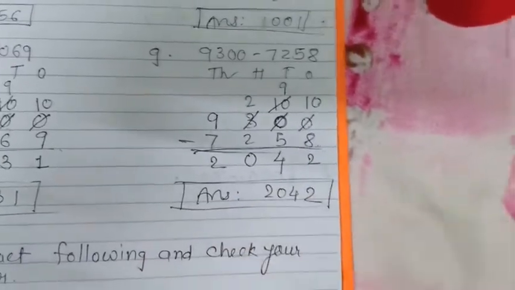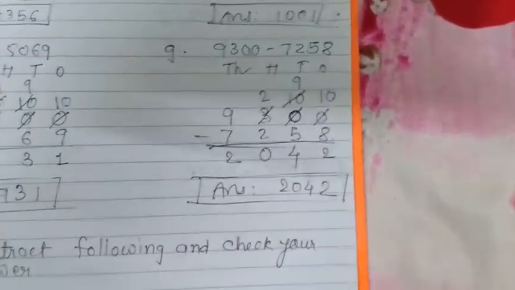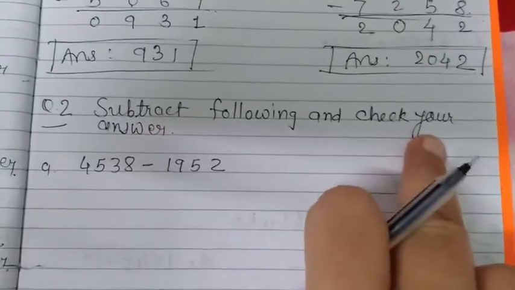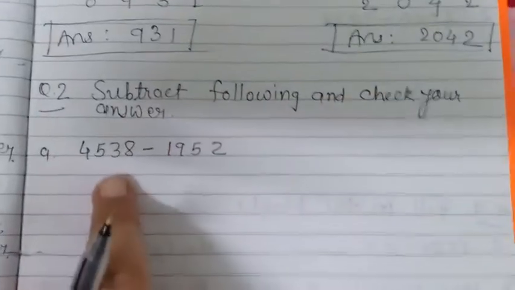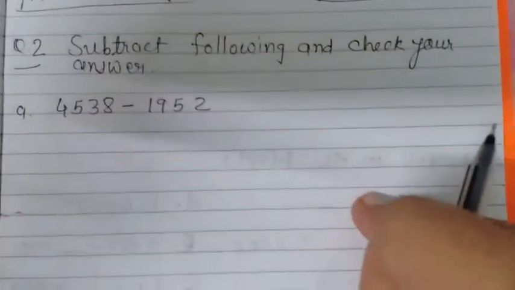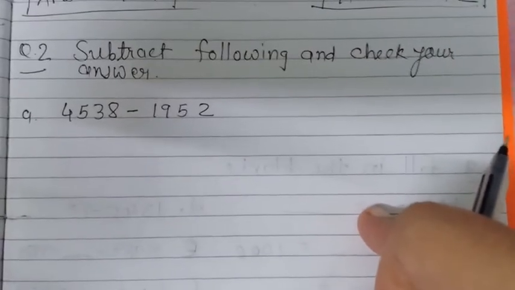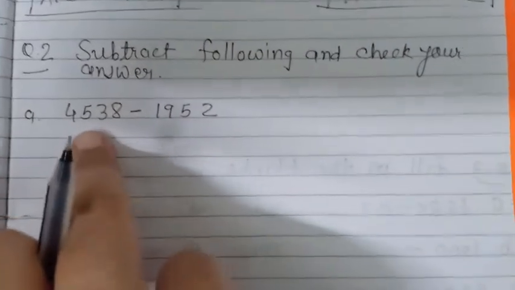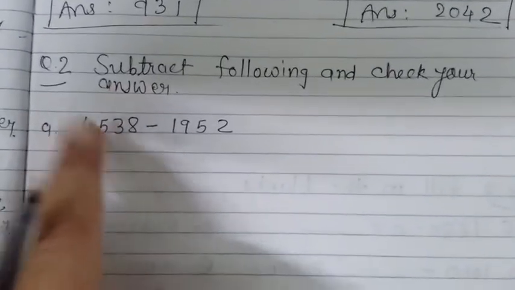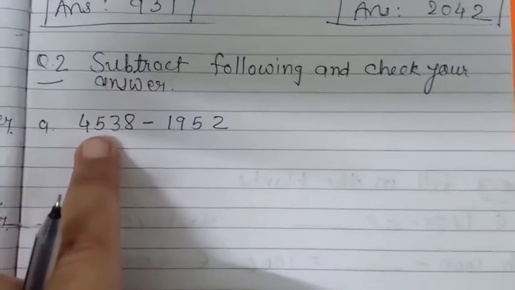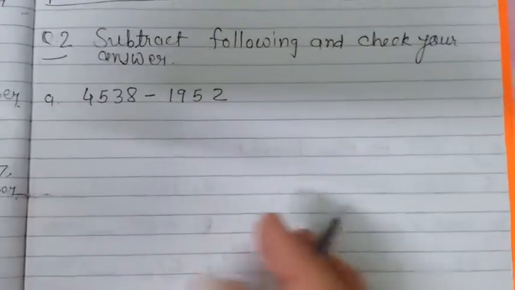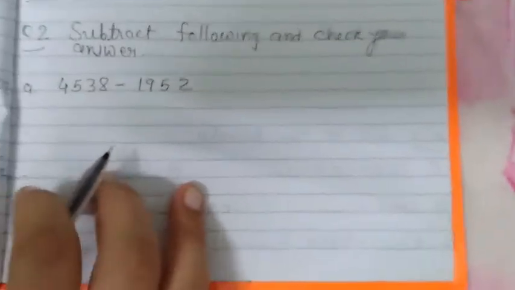This is your question number 1. Now question number 2. Subtract the following and check your answer. First, what do you have to do? You have to do the subtraction, then do the addition of the subtrahend and the difference to check the answer. If it's the same as the minuend, then your subtraction is correct. So let's start. A, 4538 minus 1952.